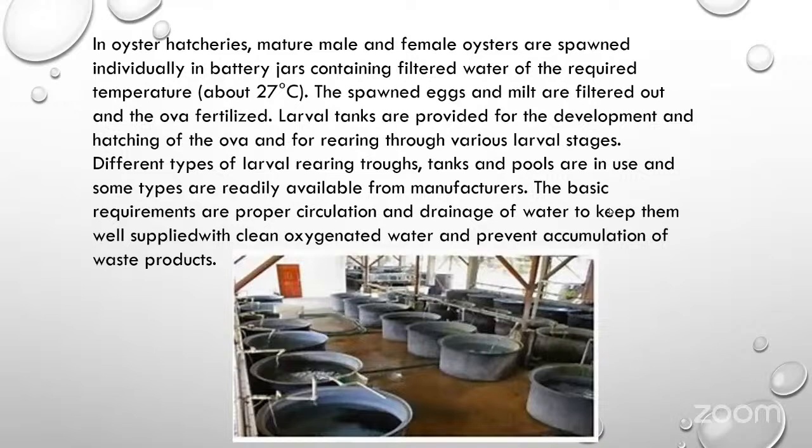In oyster hatcheries, mature male and female oysters are spawned individually in battery jars containing filtered water of the required temperature, that is about 27 degrees centigrade. The spawned eggs and milk are filtered out and the ova fertilized. Larval tanks are provided for the development and hatching of the ova and for rearing through various larval stages.